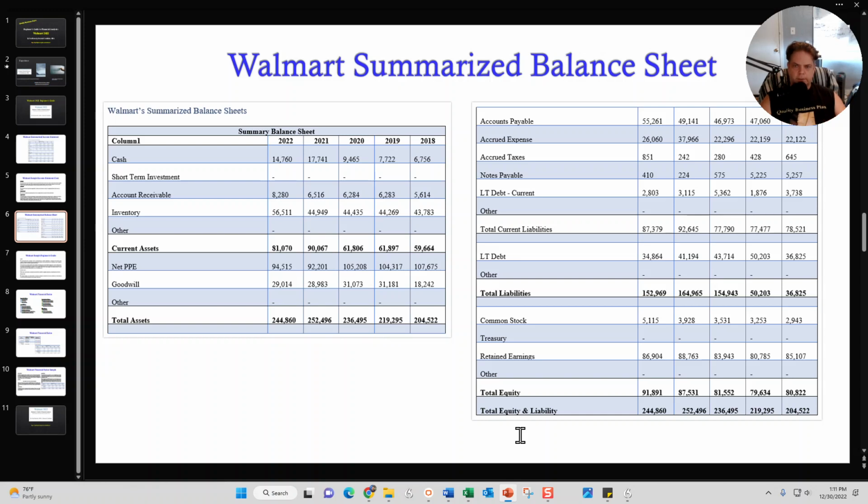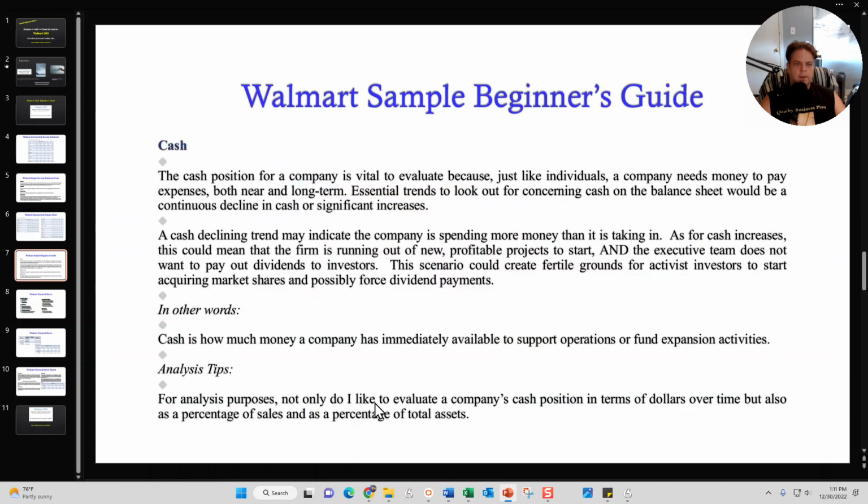The second section in my beginner's guide is the balance sheet. To lead off the balance sheet section, I again researched the 10-Ks and summarized Walmart's information for the last 5 years into my financial model, which produced a summarized balance sheet for the company. It's broken into the assets, liabilities, and then the equity section for the organization.